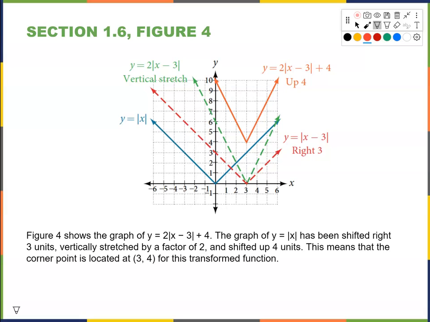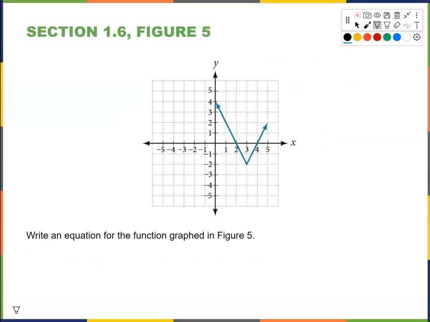this is now your graph, and you will see that the corner point is located at (3, 4). This point here. So from the origin to the right 3 and then up 4, and that is the corner point at (3, 4).